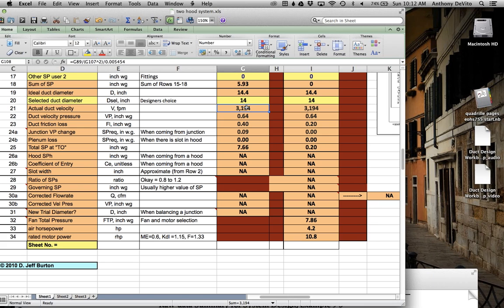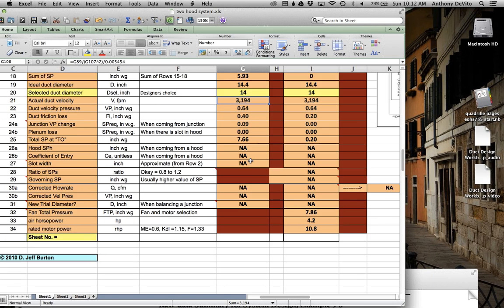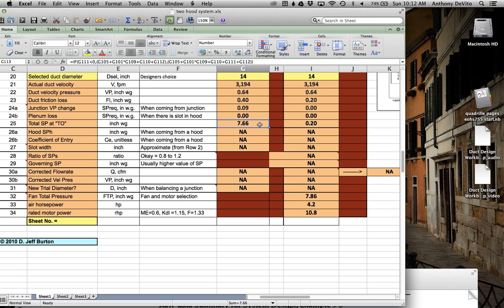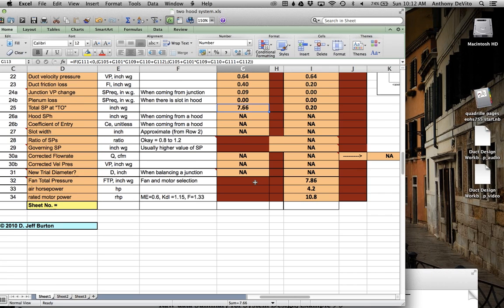So now here's our actual duct velocity. Here's our duct velocity pressure, and so on and so forth. There's no hood involved, so there's no hood static pressure. Now our total static pressure at our two location, the fan suction, is 7.66 inches. Pretty soon we're going to want to compare that for the rest of the system. So it's total 7.66 inches.